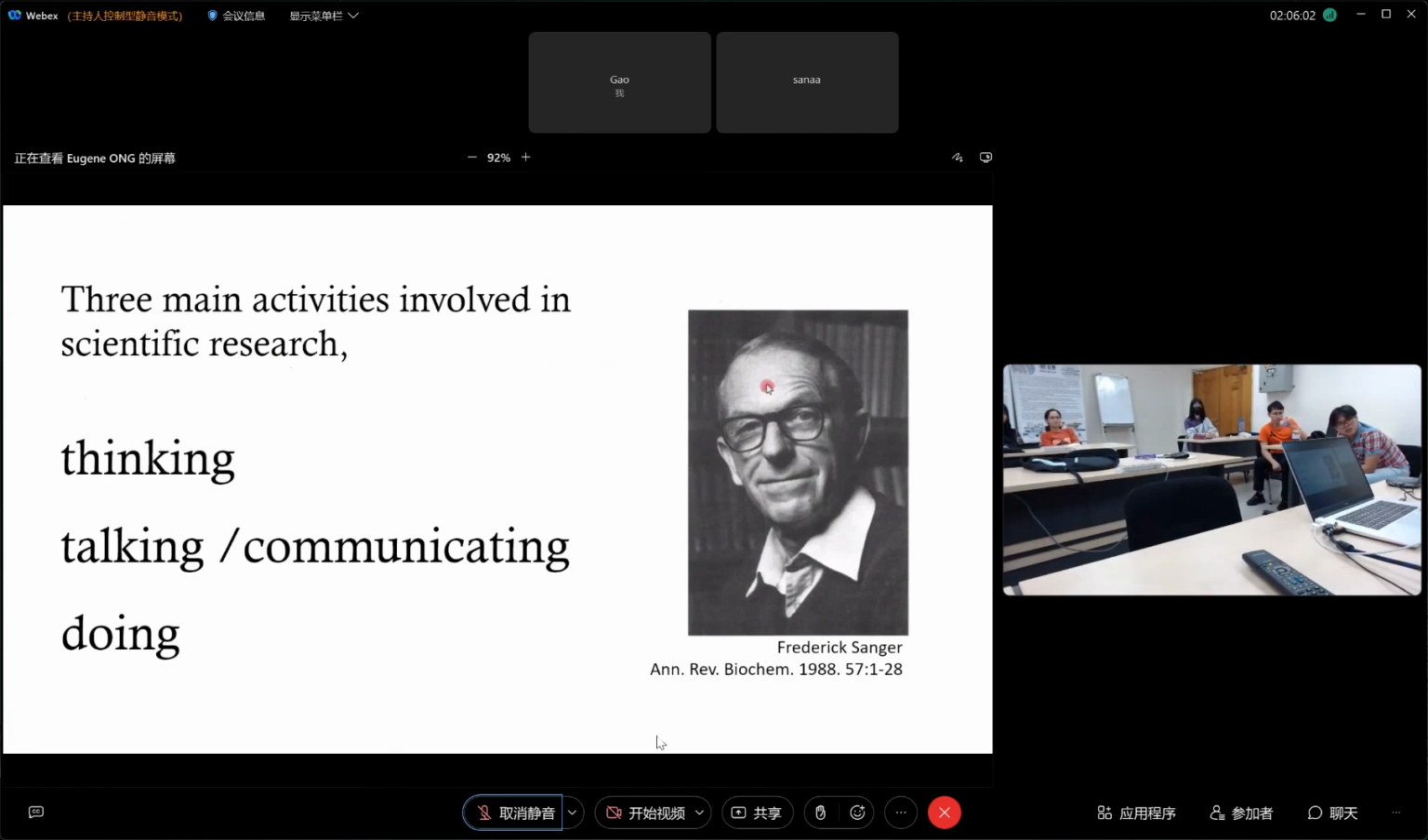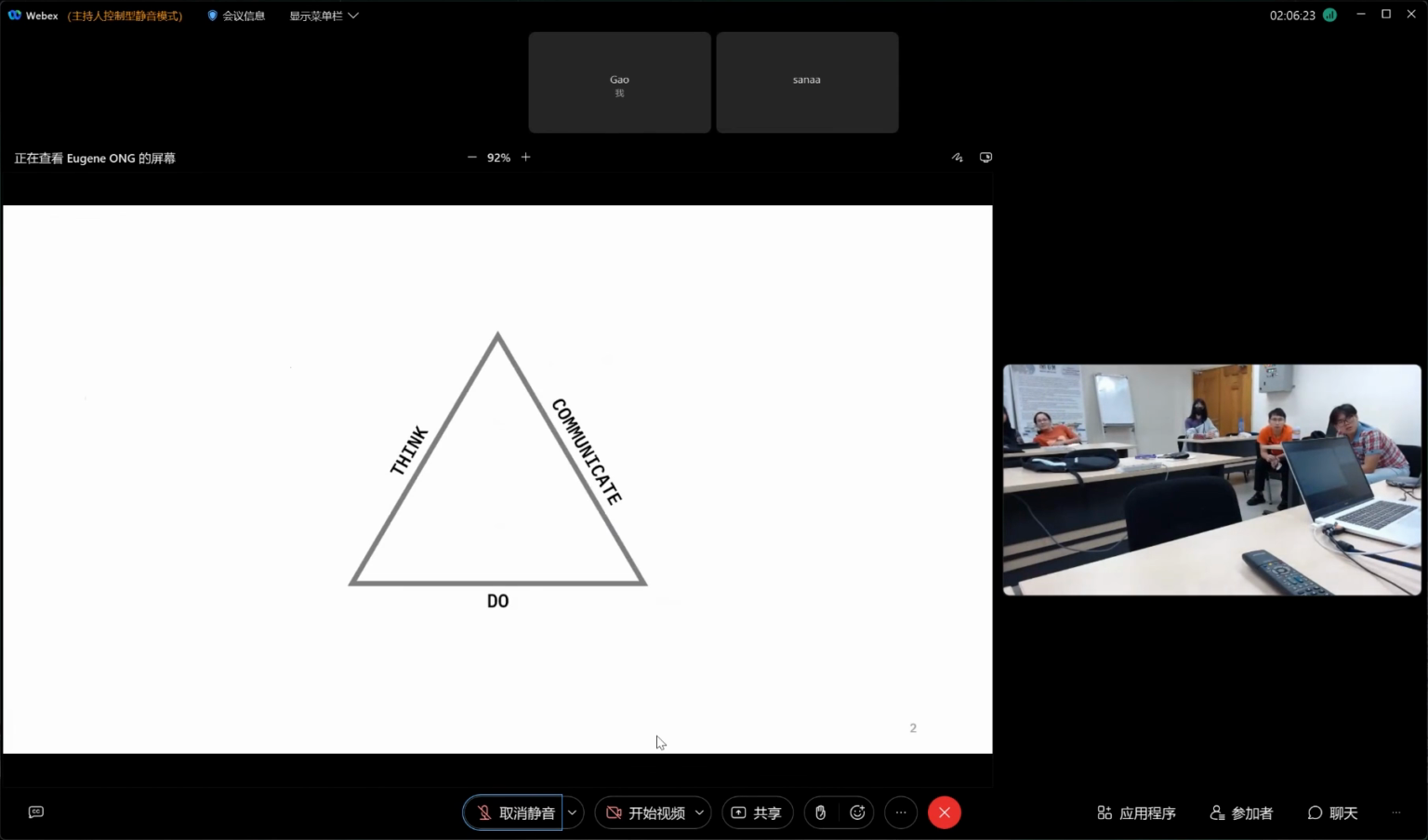In his autobiography, which we can read here, it says that there are three main activities involved in scientific research: thinking, communicating, and doing. Doing is what we normally do in our lab. This is the base of what we all do.